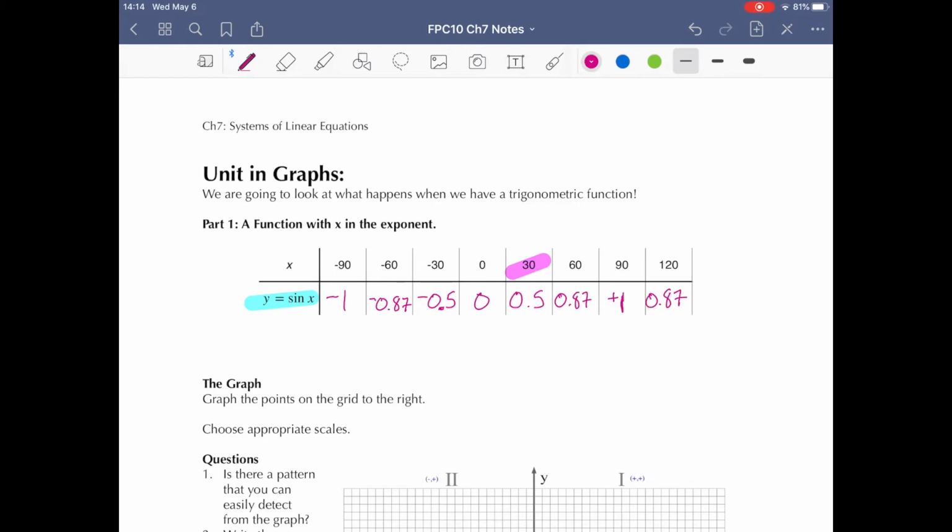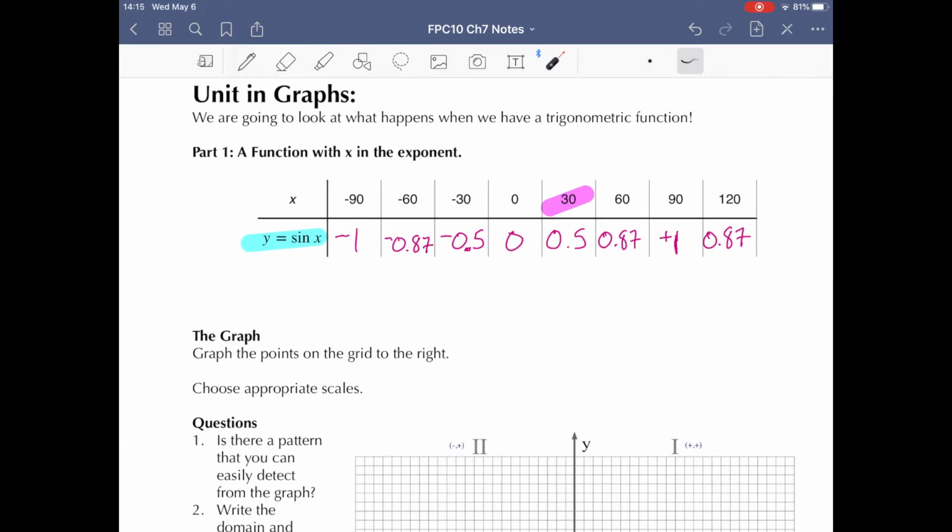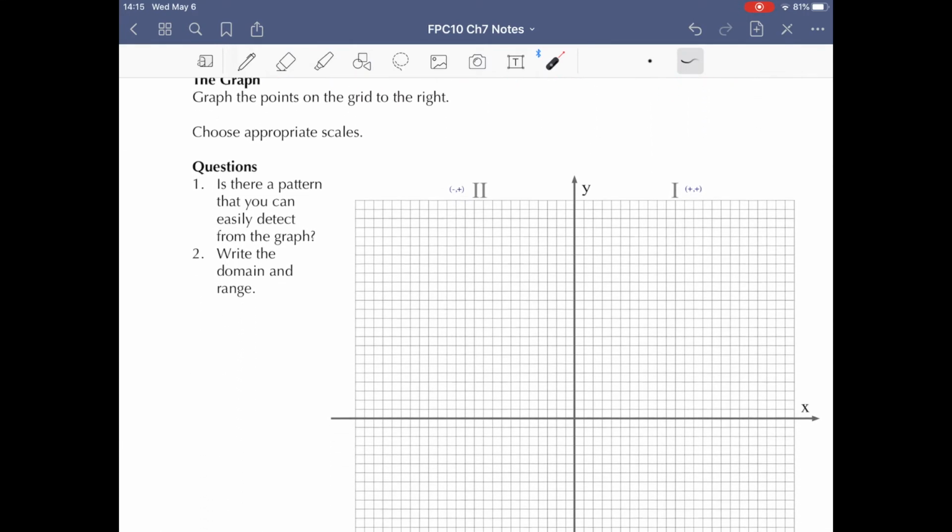Interesting here. If we look at the pattern, you'll notice that we started at 0, got larger and larger and larger, then it got to this highest point right here. This is the highest point, and then it started going down again. All right, let's graph that. Graph this on the grid to the right.